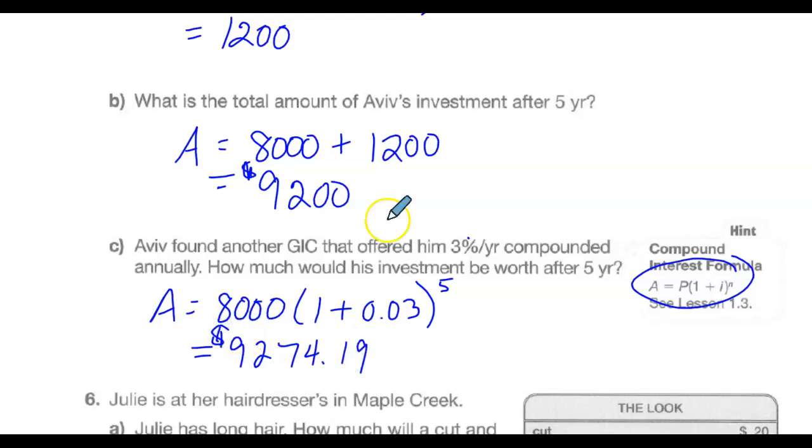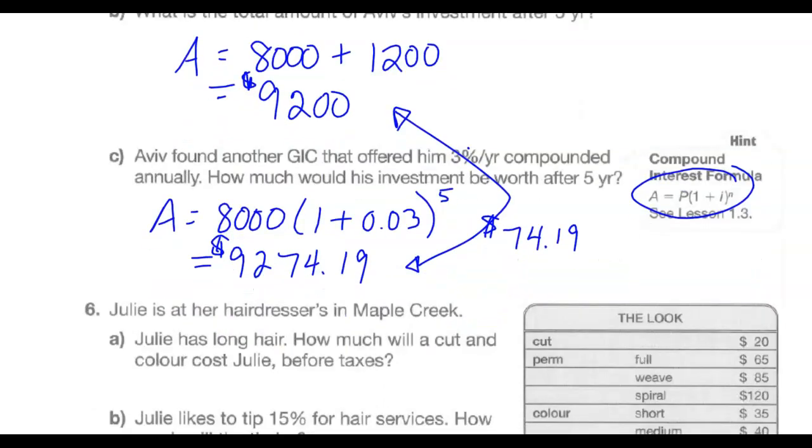Okay, so you can see by doing compound interest, he earns, the difference between those is $74.19, by doing nothing, just by choosing the compound interest. So always choose the compound interest account.